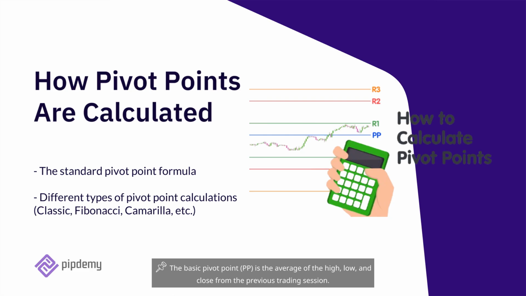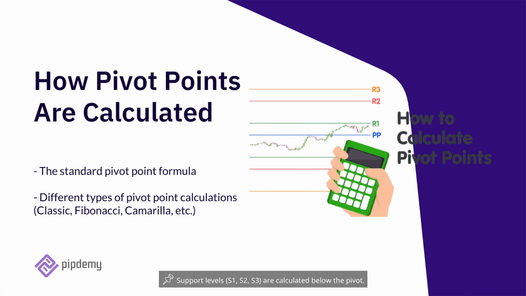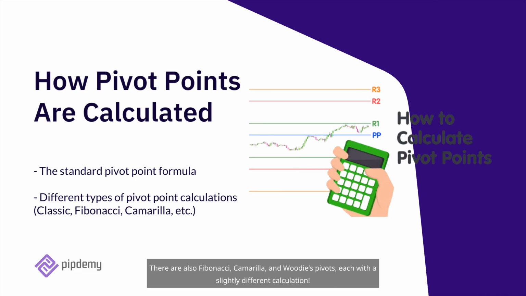The basic pivot point, PP, is the average of the high, low, and close from the previous trading session. Support levels, S1, S2, S3, are calculated below the pivot. Resistance levels, R1, R2, R3, are above the pivot. There are also Fibonacci, Camarilla, and Woodie's pivots, each with a slightly different calculation.